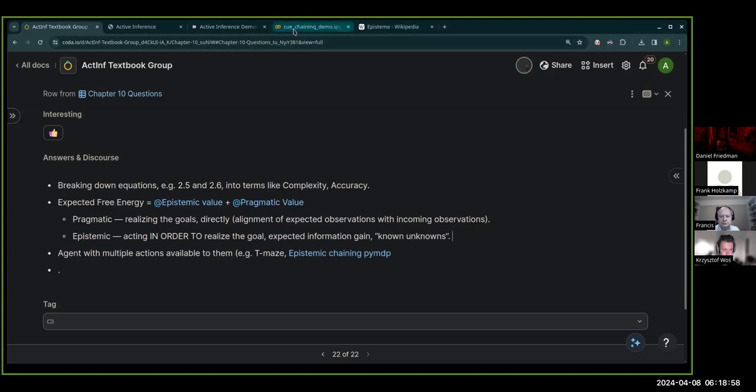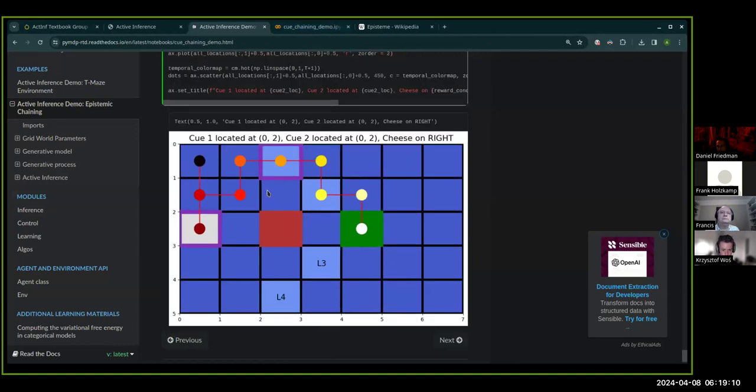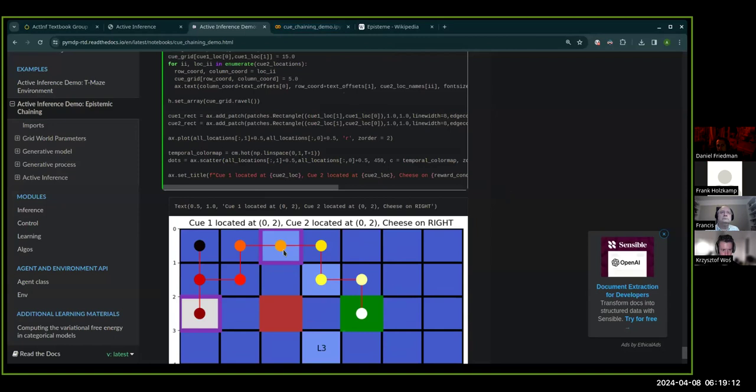And then the epistemic chaining demo, which is just like one step. It's basically one step more detailed than in the textbook. But you see the mouse navigate to the queue.